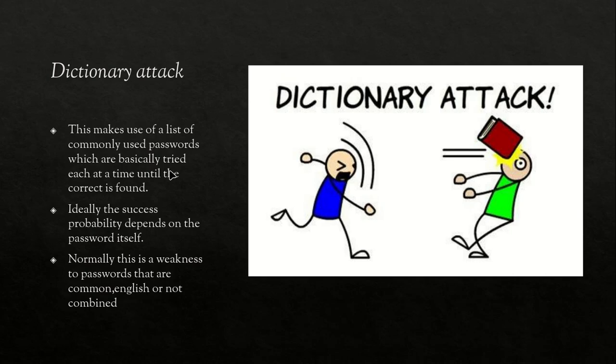Now, dictionary attacks is where we make use of a list. So you have a text file that has a list of commonly used passwords, or some of these passwords you actually add or append on your own into this word list. And basically we're going to try all these word lists one by one up until we find the correct password, like so. Okay, and normally this just depends on the password itself.